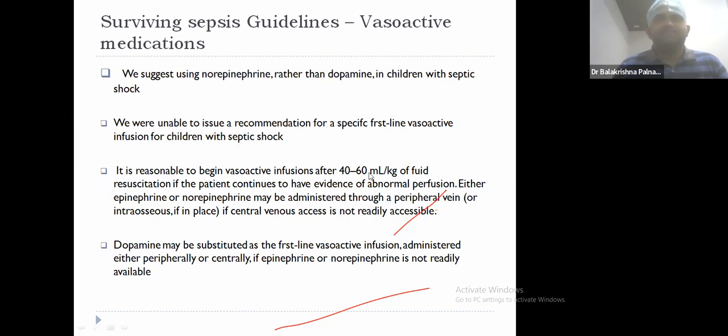Usually after 40 ml per kg, if the patient continues to have evidence of abnormal perfusion, either epinephrine or norepinephrine may be administered through a peripheral vein if a central line is not readily accessible. Dopamine will be started only if both adrenaline and noradrenaline are not readily available. Otherwise, the first choice is noradrenaline. If you are suspecting cardiogenic shock, adrenaline.